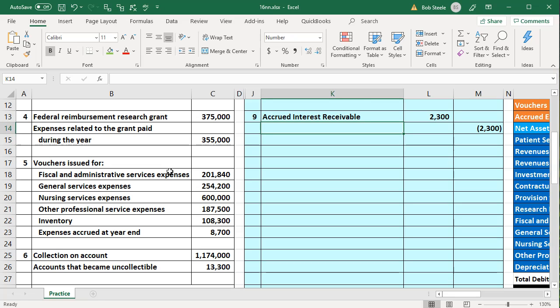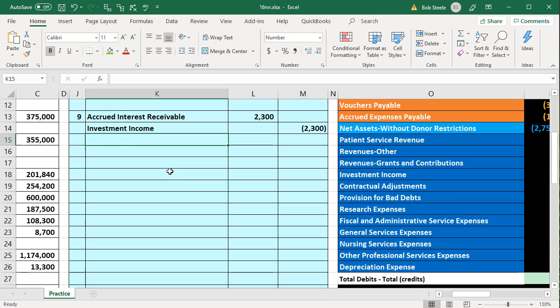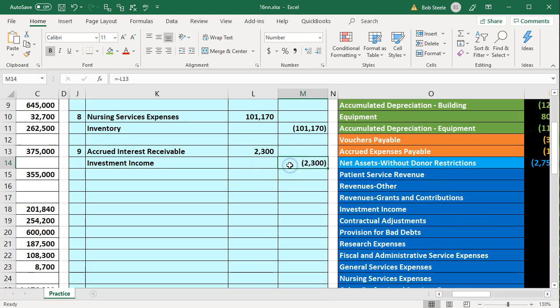Then the second half, the bottom part, is going to be inventory. So I'm going to say equals, I'm sorry, the second half is going to be investment income. That's going to be income. Investment income is in O14. So there is our transaction. We're increasing the revenue income type of account for investment income, interest income, and we're increasing the receivable that we have not yet received but have earned. And that's going to be the accrued interest receivable.